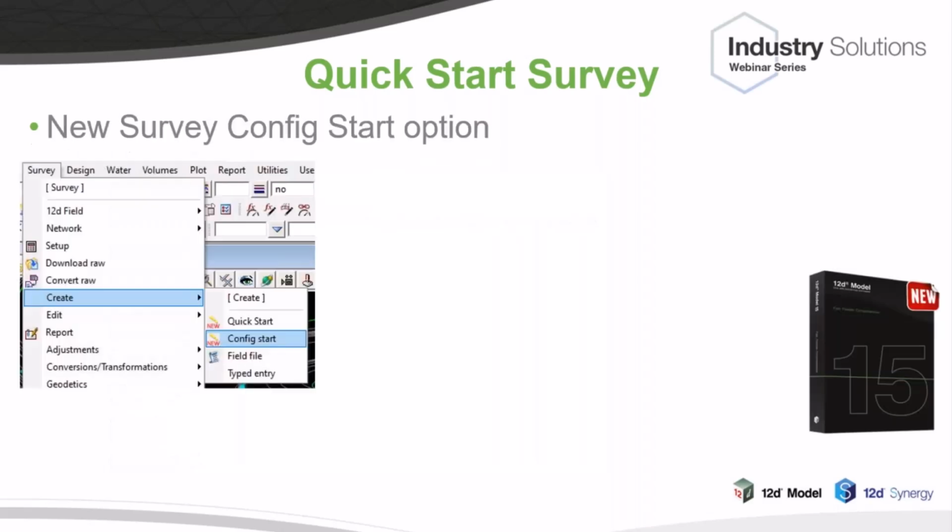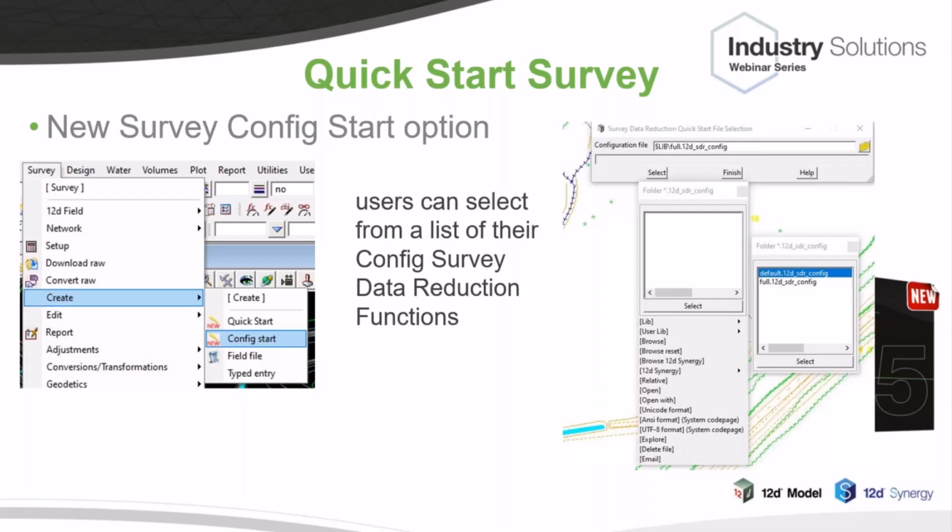But you can also have a number of them. You can set them up with different names, and basically if you use configuration start, it then pops them all up and you can choose from them. So you can have different setups there for different ways that you're working with your surveying.